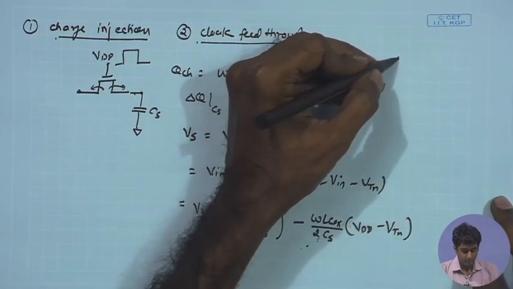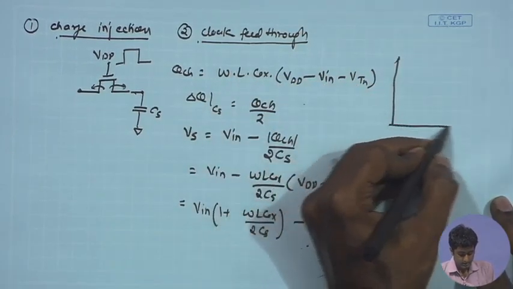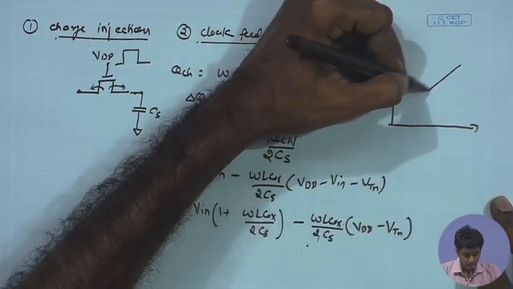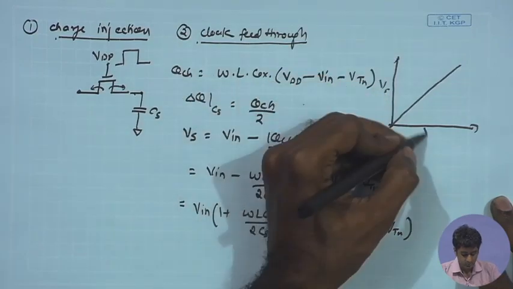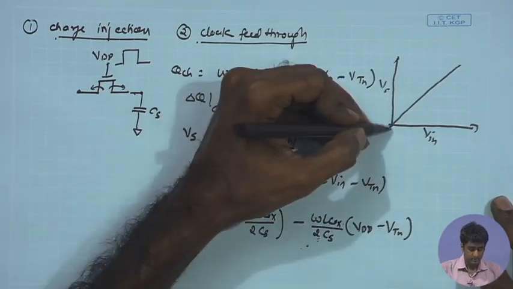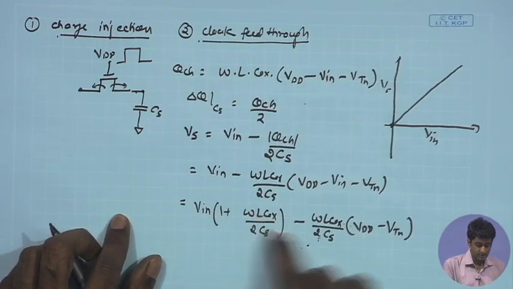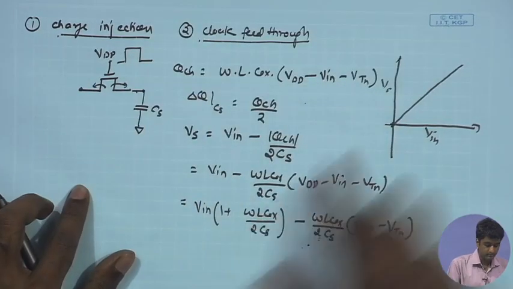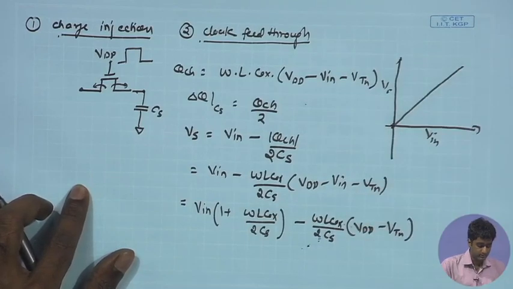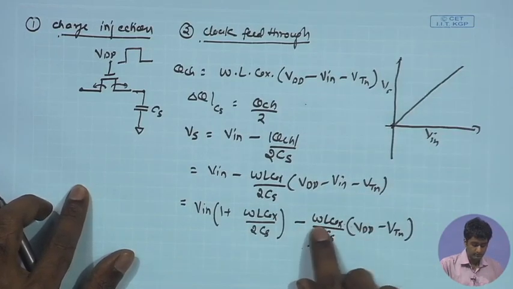And if I plot these, the ideal curve would have been Vs equal to Vin, but because of the gain which is greater than unity, I am going to get a slope which is greater than 45 degrees, and also we are going to have a negative offset.